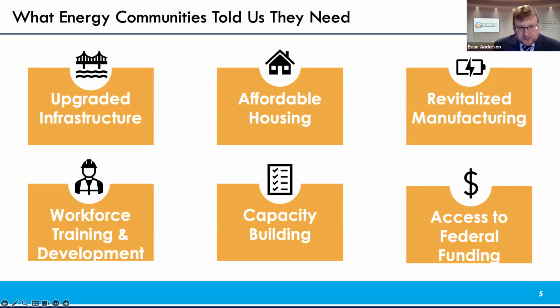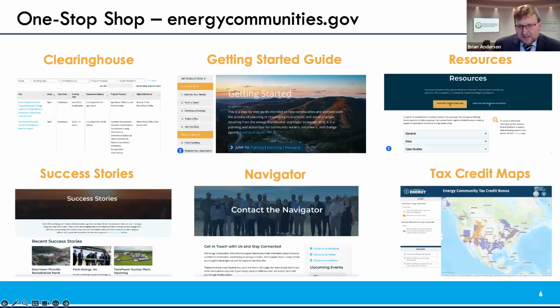And to set the stage on the next slide, for this particular webinar, this tool, the Getting Started Guide, communities told us they need a bunch of different things. We had a request for information, and we've interacted with 12,000 or more, maybe it's 20,000 individuals in energy communities all across the country. You need infrastructure, you need housing, revitalized manufacturing, workforce training and development, access to federal funding, and capacity building. And within that, what we're trying to build is a whole set of tools, all the way from rapid response teams.